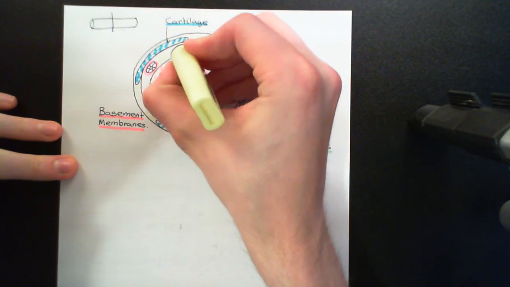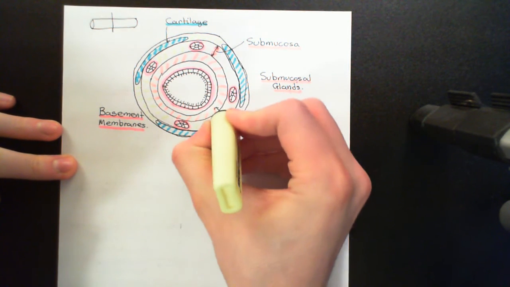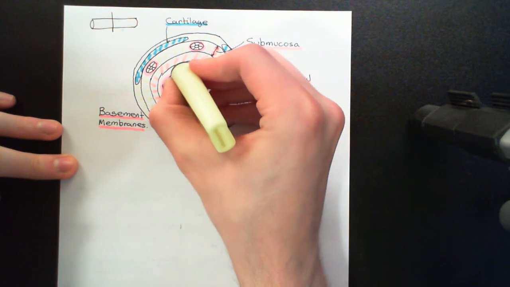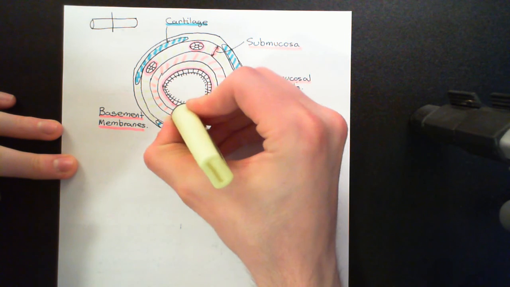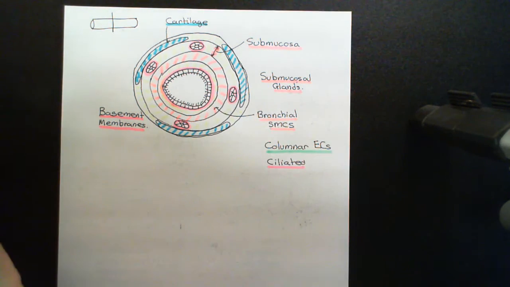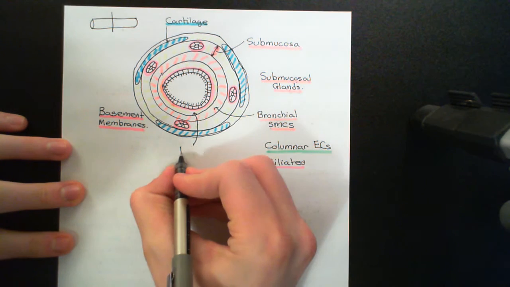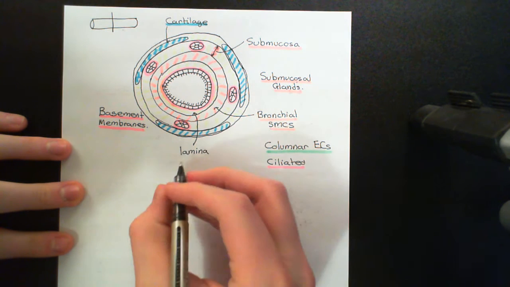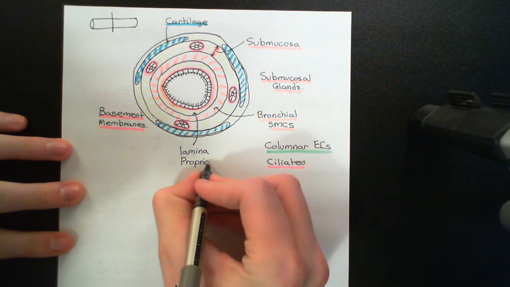And here I can now just colour in all the bits of connective tissue that I've missed off. So remember, in the submucosal layer, amongst the submucosal glands, this is all just connective tissue, so I'll colour it in yellow here. And then this layer here, in between the basement membrane and the bronchial smooth muscle cell layer, this is connective tissue as well. And this layer is known as the lamina propria. So this connective tissue between the basement membrane and the bronchial smooth muscle cell there, it's called lamina propria.